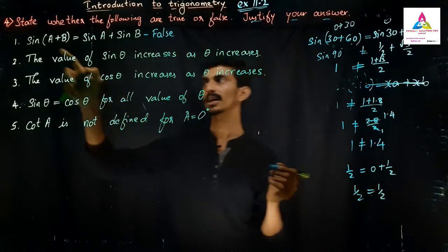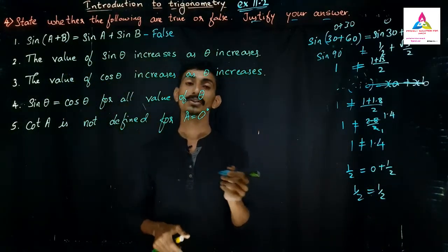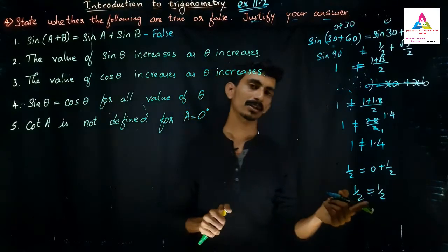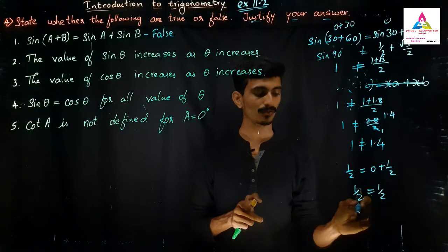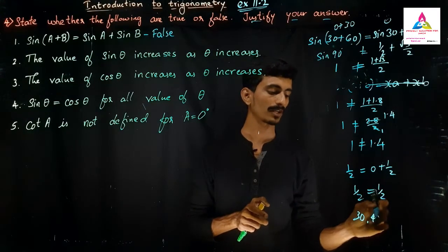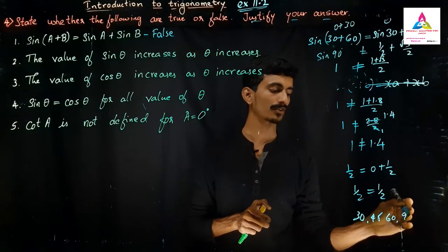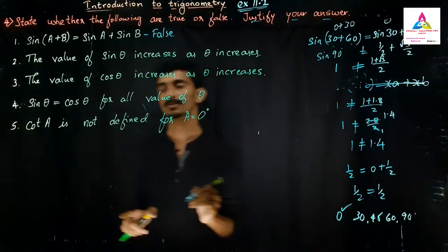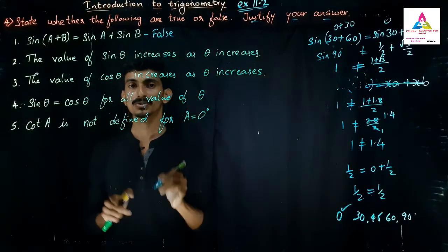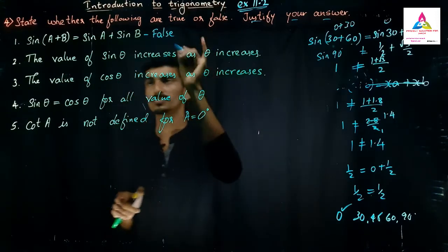When you are taking any one of these angles as 0, that time your answer is going to be correct, but not for all the angles. That is not for 30 degree, not for 45 degree, not for 60 degree, or not for 90 degree. Only for 0 degree it is true, not for other angles. So I hope you understood that. So the first one is false.